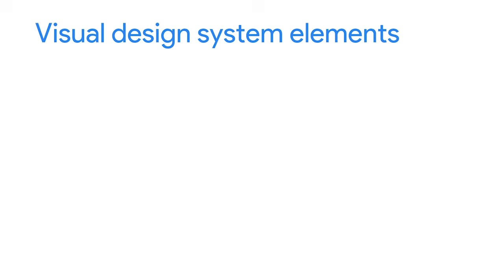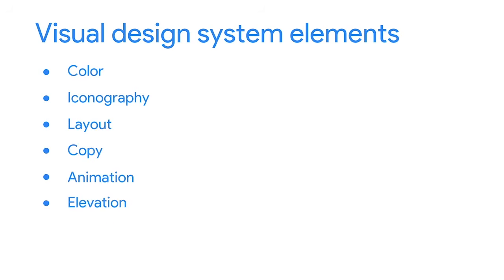Well, design systems help teams combine all of these different guidelines in one place, including important information like brand guidelines, components, color palettes, and more. For example, a design system outlines rules about how to use your company's brand colors in your designs, and which colors should be used for icons and typography. Some of the visual elements frequently included in a design system are color, iconography, layout, copy, animation, elevation, typography, and illustration.